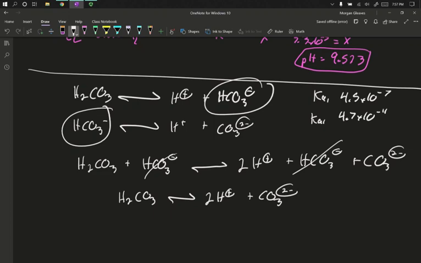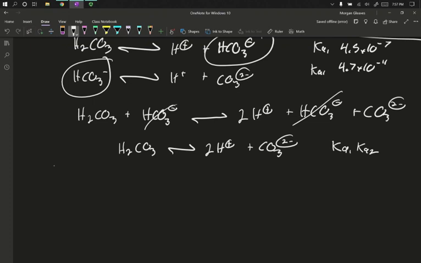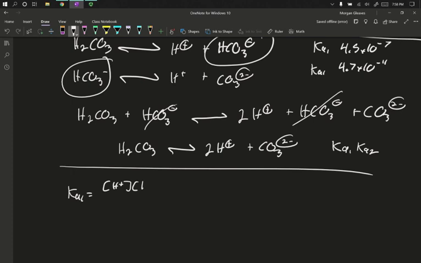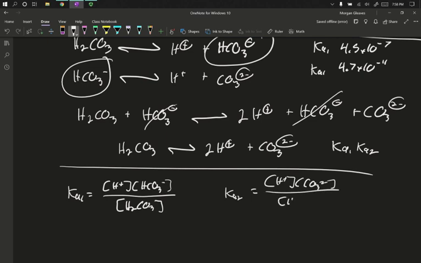Well, in the same way we can combine our equations, effectively multiplying them together, I can do this to my Ka values. The K value for this combined equilibrium must be the product of the equilibrium constants for the two reactions I combine. Another way to think of this is that Ka1 was H+ times HCO3 minus over H2CO3, and Ka2 was H+ times carbonate all over bicarbonate.